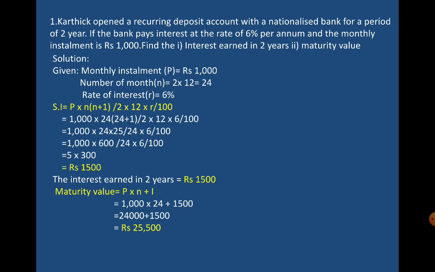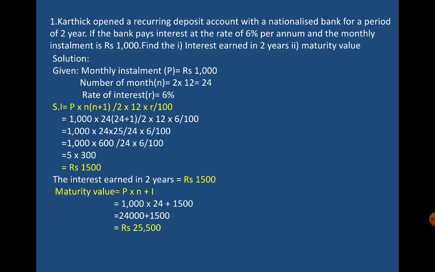So interest is equal to, there is a formula: P into n into n plus 1 by 2 into 12 into R by 100. Here we know P is 1000, n is 24 months, then 24 plus 1, by 2 into 12, into rate of interest R, 6 by 100.